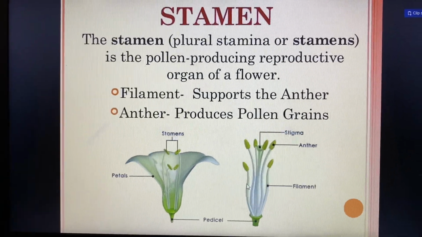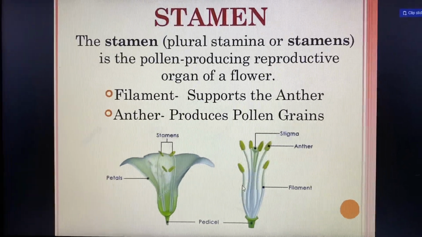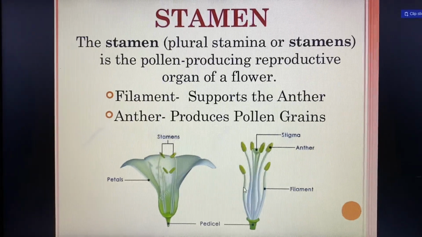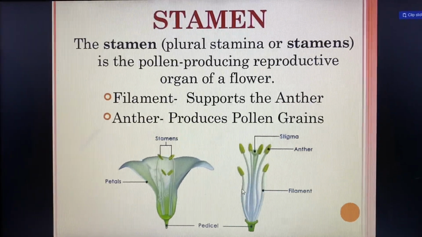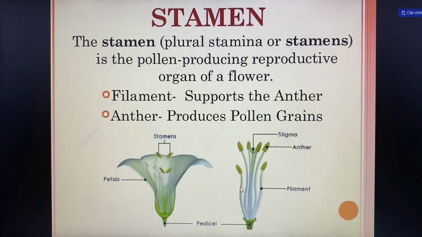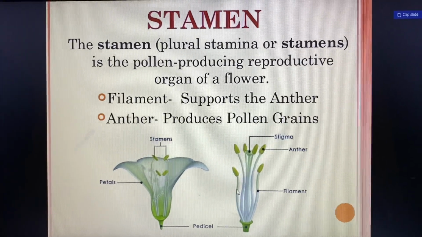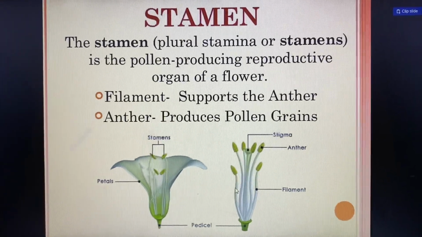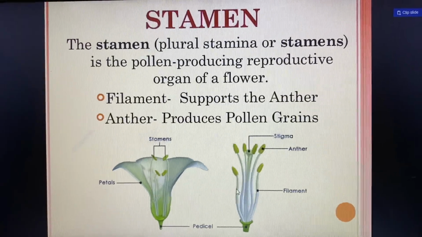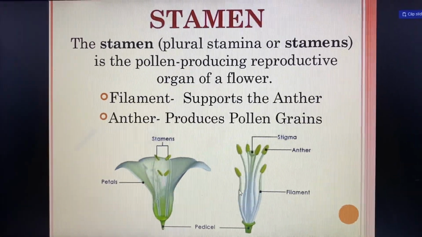Okay, now let's take a look at the picture of stamen. As you can see, the petals and the stamens. On the right side is the stigma, anther, and filament.